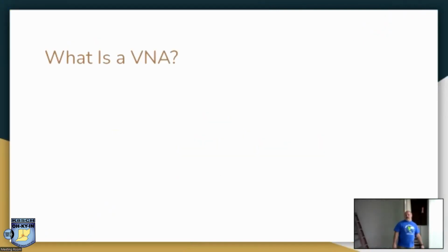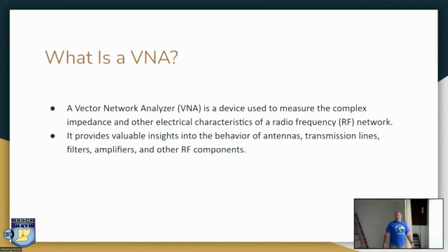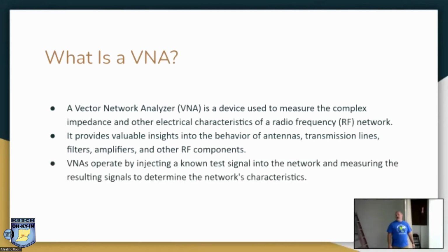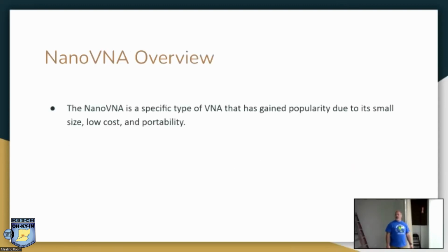So what exactly is a VNA? A vector network analyzer is a device used to measure the complex impedance and other electrical characteristics of a radio frequency network. It provides valuable insights into the behavior of antennas, transmission lines, filters, amplifiers, and other RF components. So it's valuable in the shack. VNAs operate by injecting a known test signal into the network and measuring the resulting signals to determine the network's characteristics. So we'll do a quick overview.